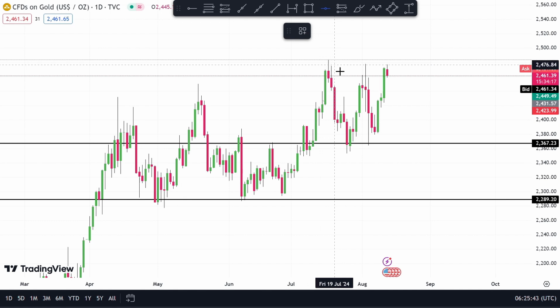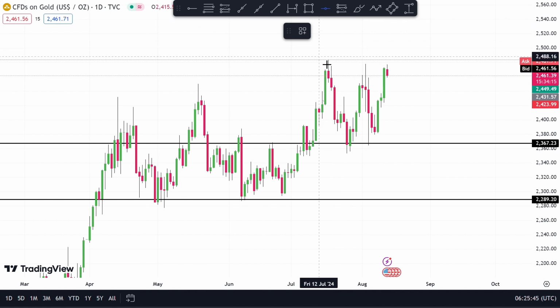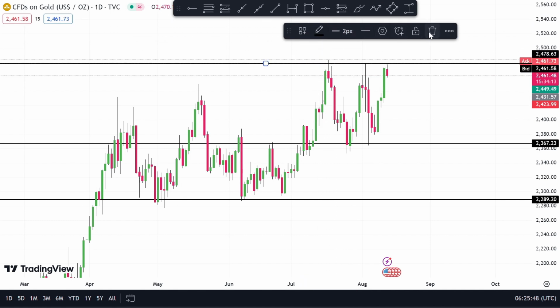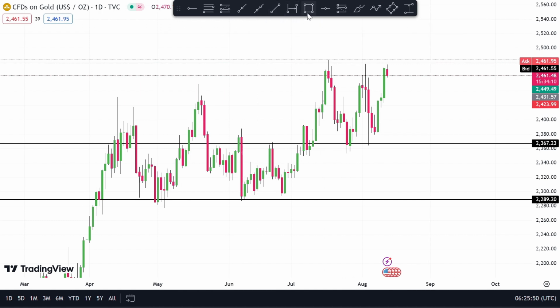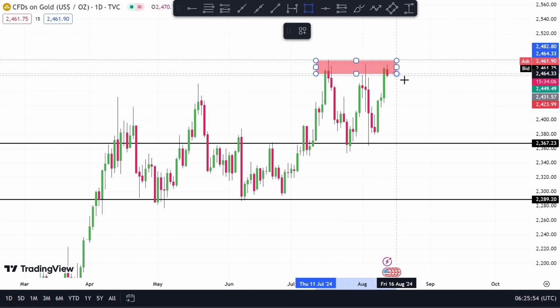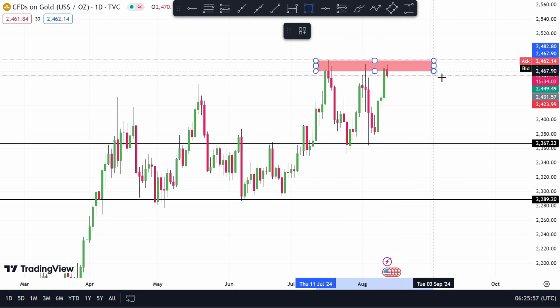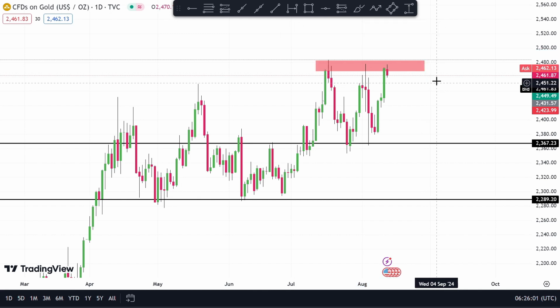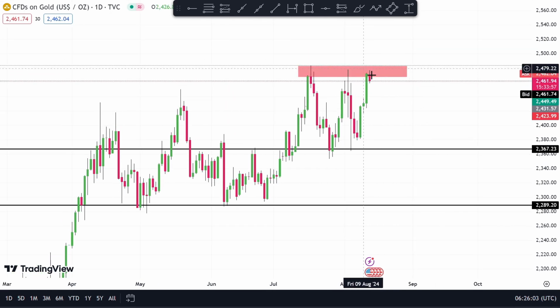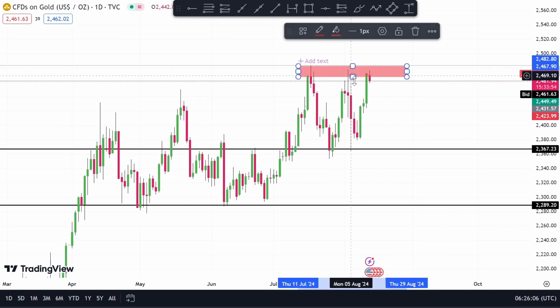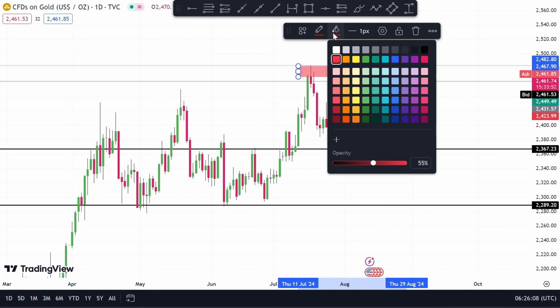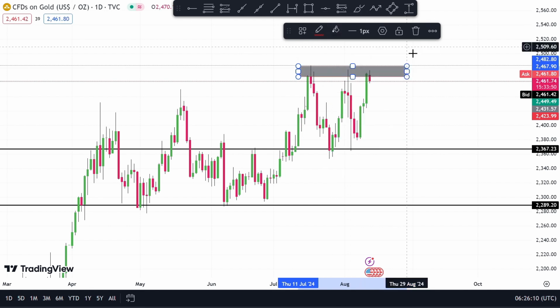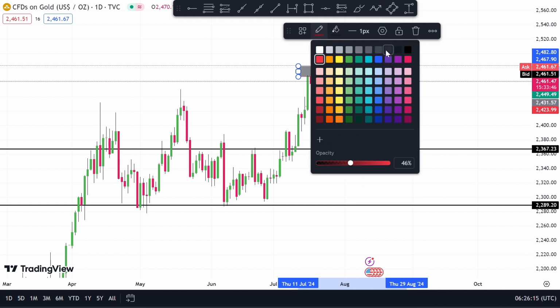Also, no, I'm not going to use this. I'm going to use the rectangle tool to spot this out. Yeah, this is what I want. I'm going to take you to the lower time frame to show you what the market is doing currently. But first of all, let's spot out our zones.